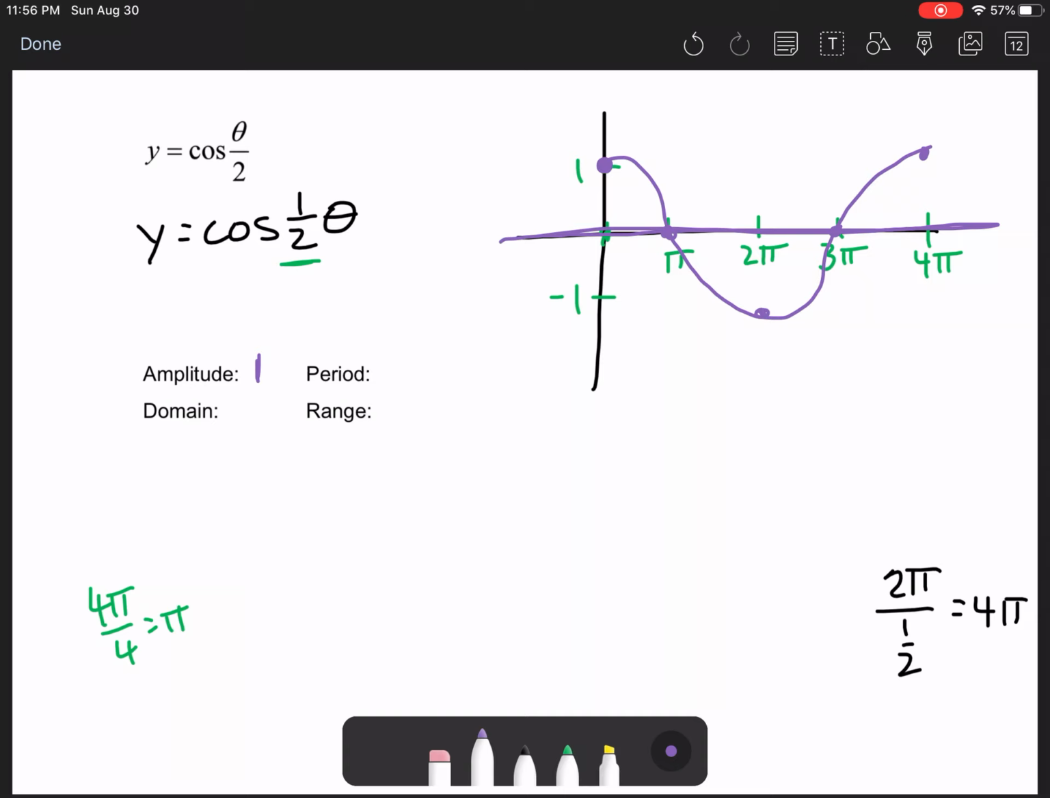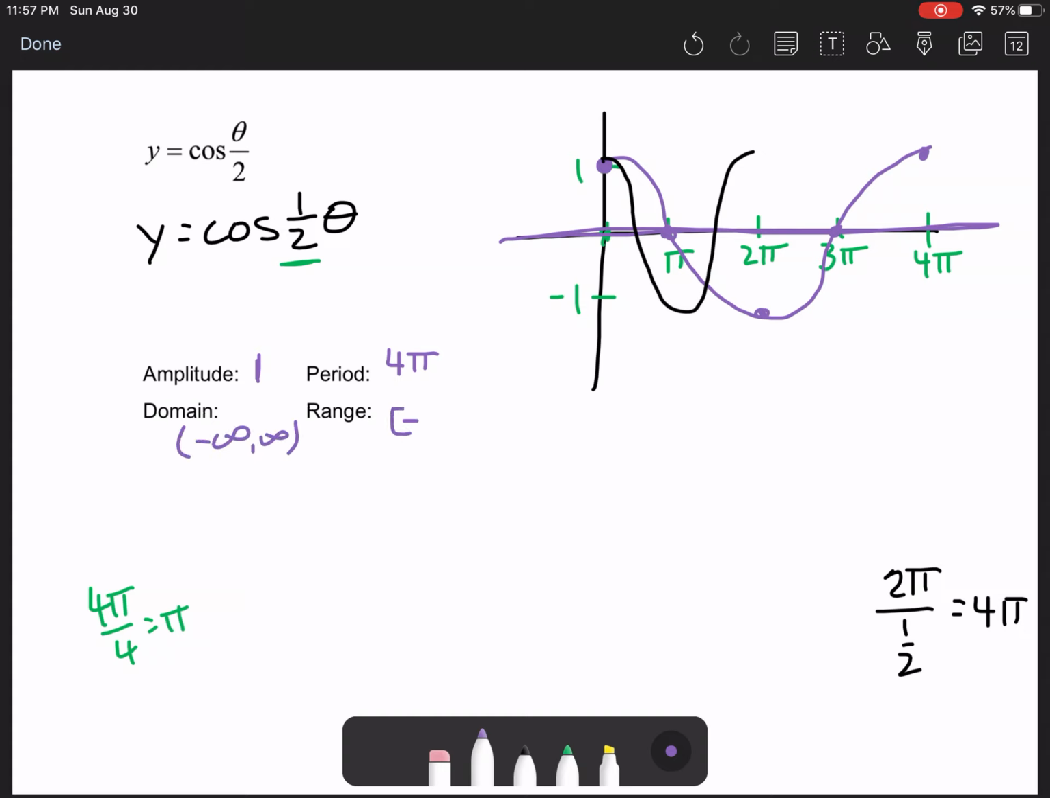The period is 4 pi. Normally, guys, you would have seen one cosine curve and it would have gone like this. So this stretched and we had to go a lot further to see that one curve. Domain is still all reals.